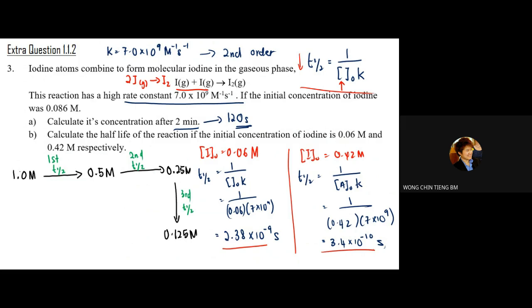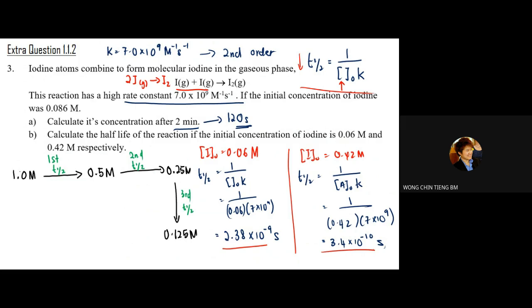Will the first half-life, second half-life, and third half-life be equal to each other? Why? Concentration is affecting it, right? And we can see the concentration changes. We start with 1. Then 1 becomes 0.5, and 0.5 becomes the initial for the next one. So the concentration of the initial is changing.